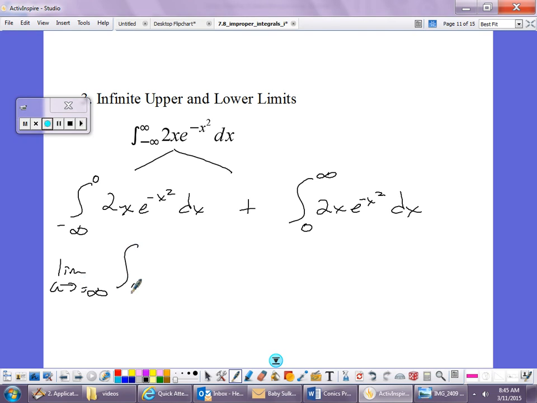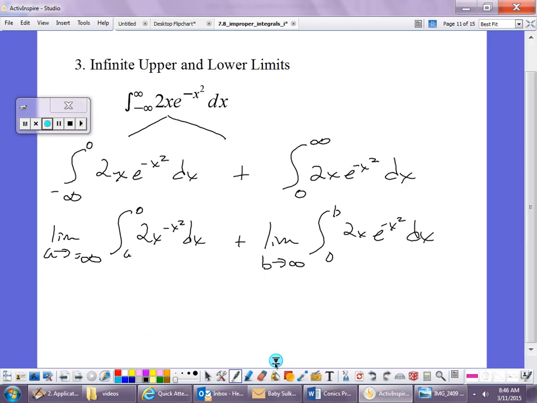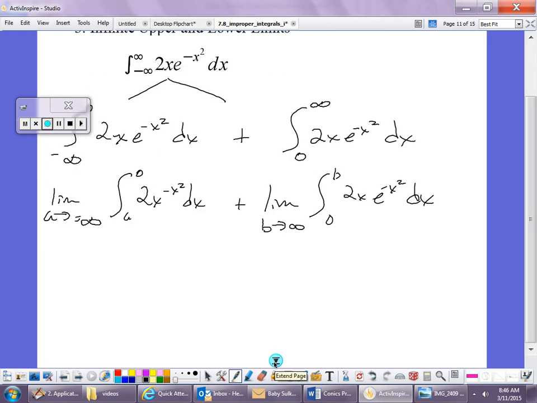The integral from negative infinity to 0 of 2x e to the negative x squared dx, plus the limit as b goes to positive infinity, right? Because for this one, the upper limit is the infinite limit. The limit as b goes to infinity of the integral from 0 to b of 2x e to the negative x squared dx. All right, I can evaluate both of these.